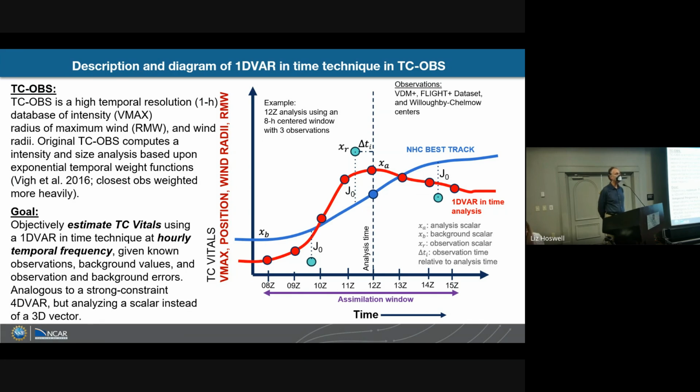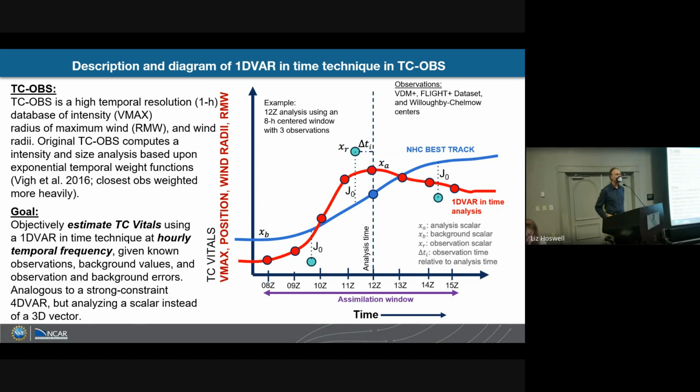And Eric Hendricks has been implementing this. What he decided to do was take a strong constraint 4D-Var type of approach, but instead of analyzing a 3D vector, we're just going to analyze this scalar value. So he calls this 1D-Var in time. You can see the idea there is there's an assimilation window, and the 3 observations are the green dots there. And the blue is some sort of background, doesn't have to be the best track, it could be anything, whatever you decide is an appropriate background to use. And then the red is the innovated output. So what you want is to have some fidelity to the observations.